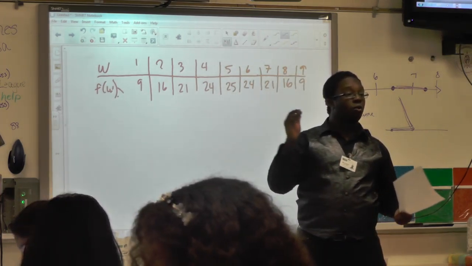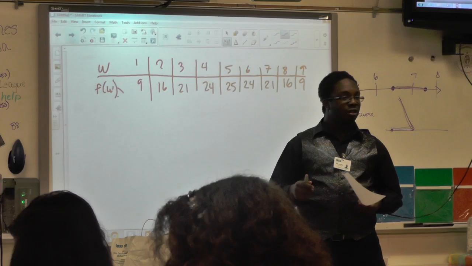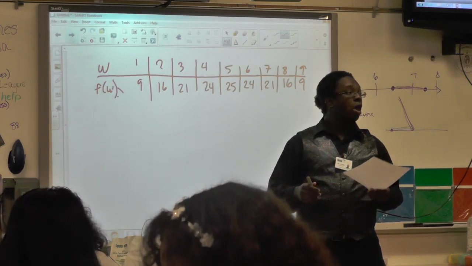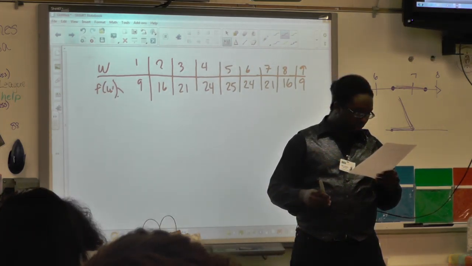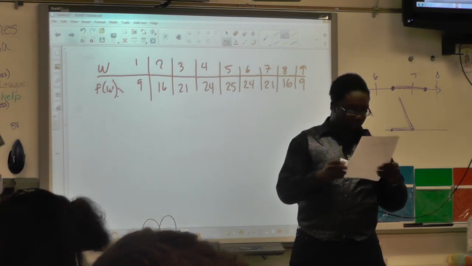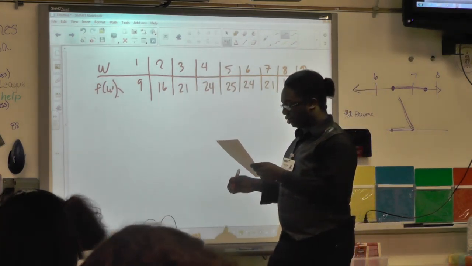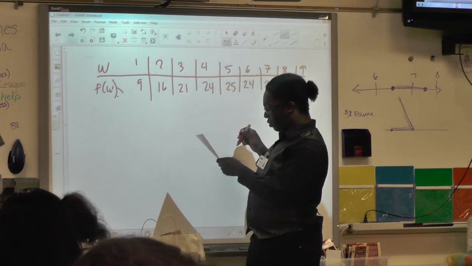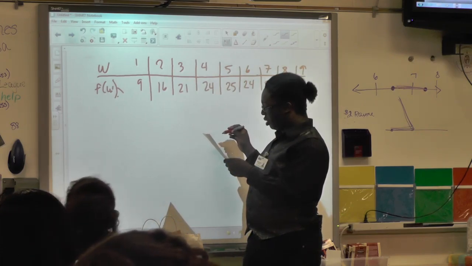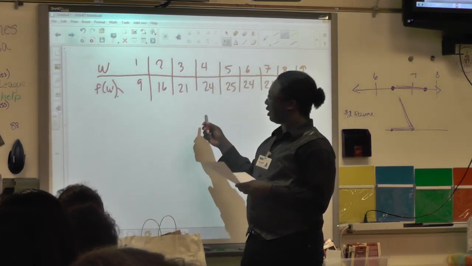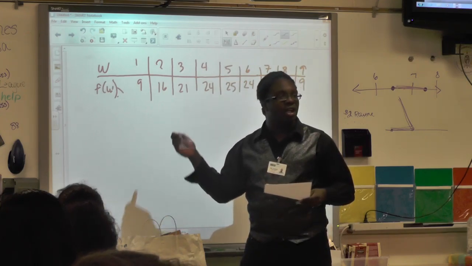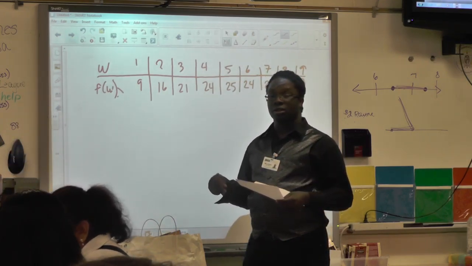Do you guys have questions on how to graph that? I don't know if they know how they got the numbers in the table. Okay, so, were you guys given an equation to use, to get the numbers in the table? Yes?